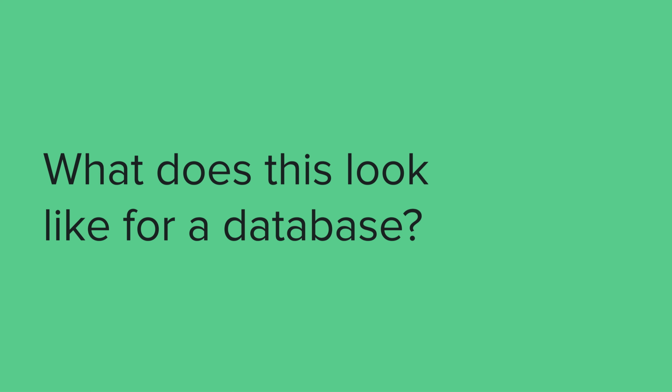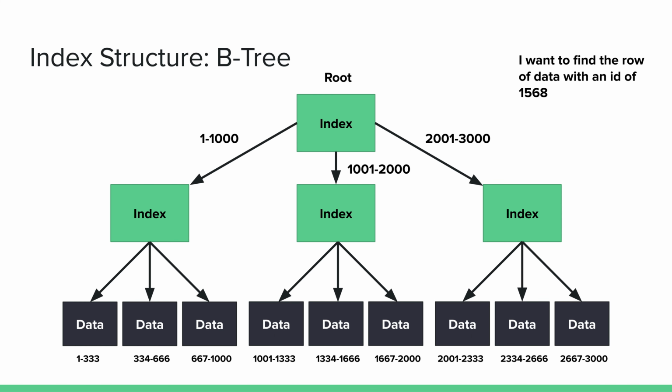So what does this actually look like in a database? There are a lot of different approaches to indexes. I'm going to go over the one that is the most common, and that is a B tree. So essentially, again, if you're familiar with computer science and some common data structures, this will look familiar to you.